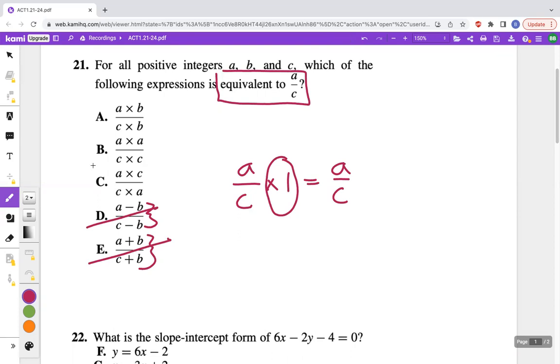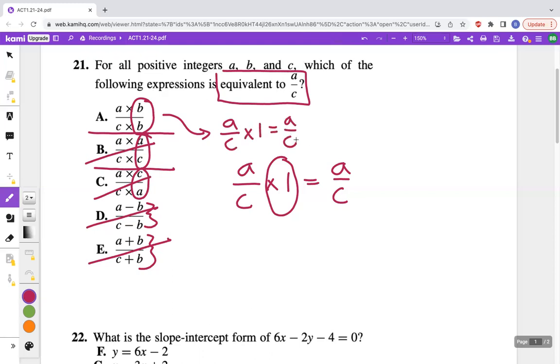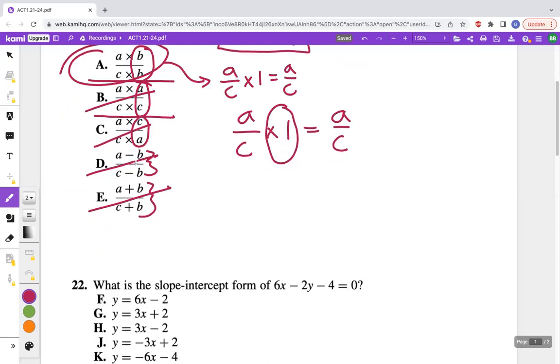It's getting a little dense, so I want to see what they're doing. Here, a over c is not necessarily 1. C over a is not necessarily 1. And here, b over b is always going to be positive 1. So you could even reduce it down: a over c times 1 is equal to a over c. So we know it's always going to be true.